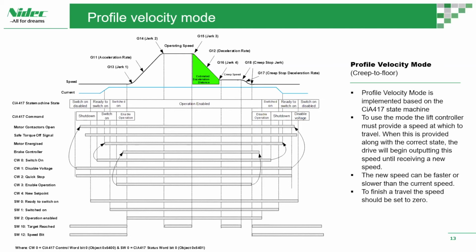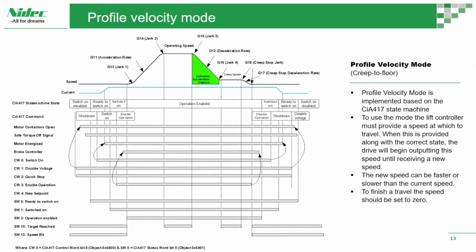In velocity mode, so where it's all speed-based rather than position-based, and the lift controller is in charge of the profile. Again, the 417 state machine is implemented the same way. The drive's internal state machine, again, is ticking in the background the same way. But here, once again, everything is speed-based, and speed commands are given from the lift controller to the drive.